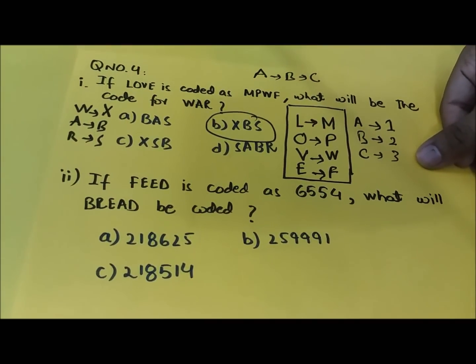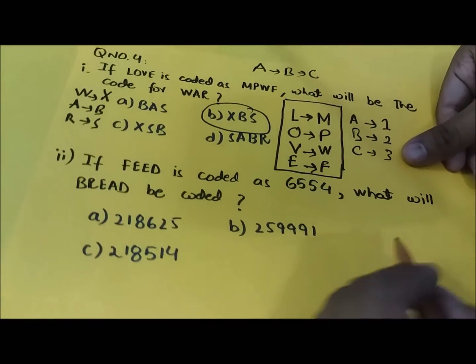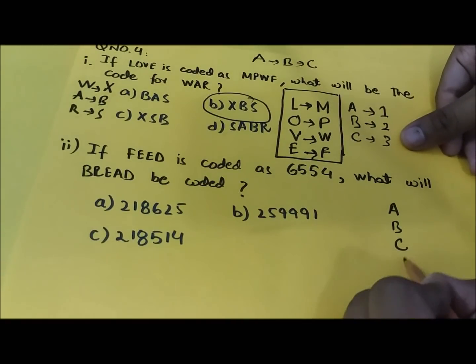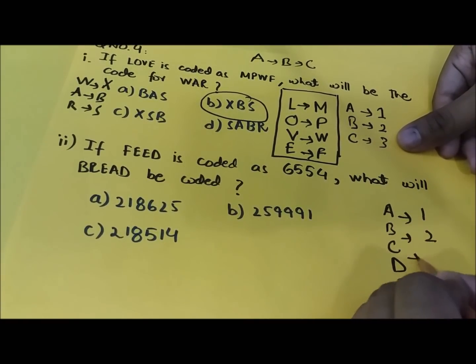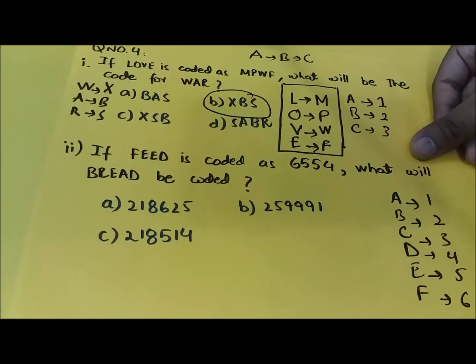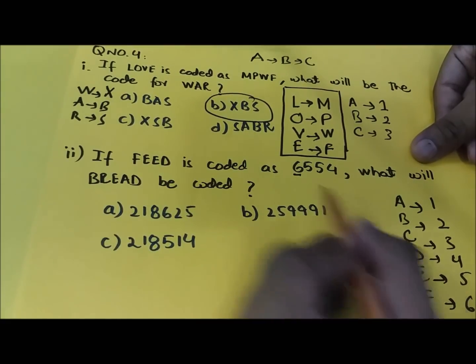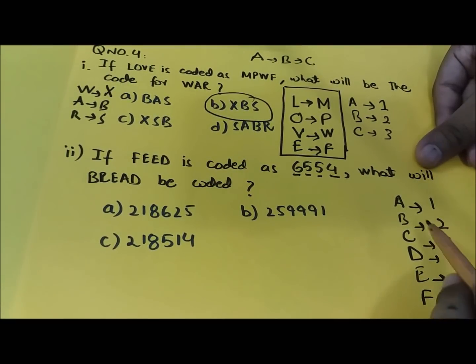If feed is coded as 6554, what will bread be coded as? If I write A, B, C, D, E, F numerically, 1, 2, 3, 4, 5, 6. So we got the answer. F is 6, E is 5, so double 5, and D is 4 here. So simply, the letters are being coded to the numbers of their sequence.